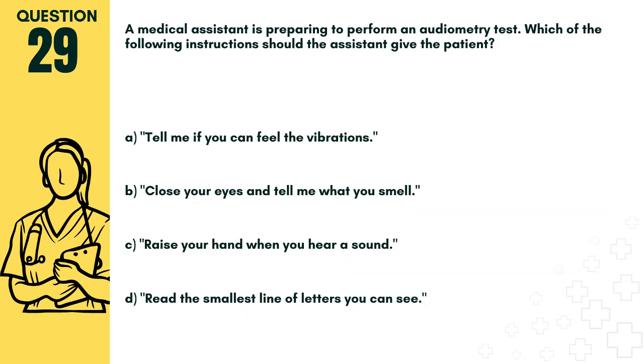Question 29. A medical assistant is preparing to perform an audiometry test. Which of the following instructions should the assistant give the patient? A. Tell me if you can feel the vibrations. B. Close your eyes and tell me what you smell. C. Raise your hand when you hear a sound. D. Read the smallest line of letters you can see.